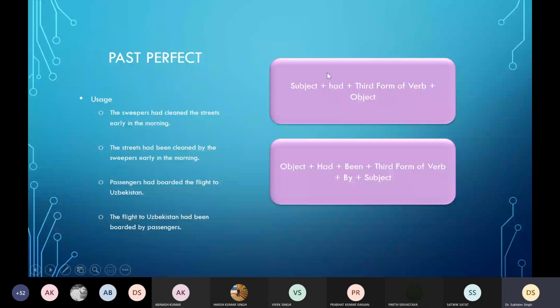Now see the rule: subject, had, and this had will remain the same no matter whether the subject is plural or singular, it does not really matter. Third form verb, then object. So it is converted in this way, object plus had.